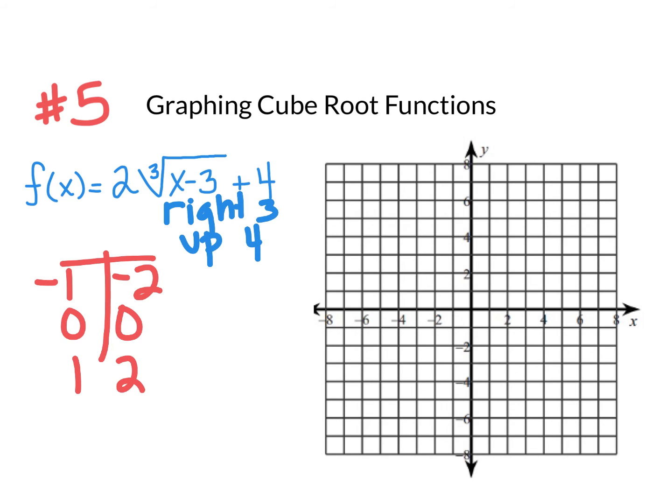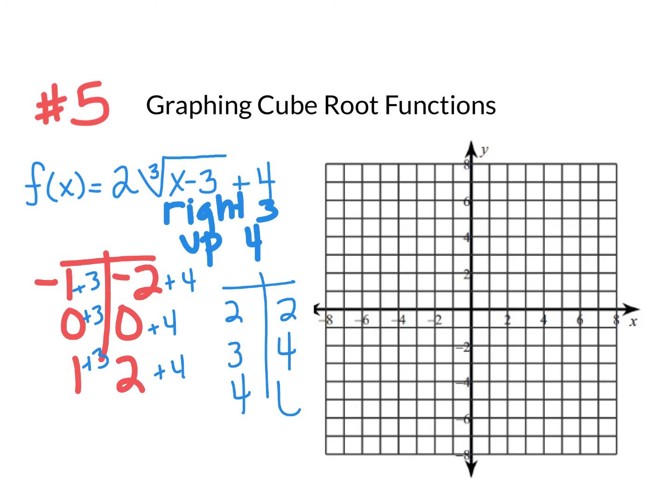So if I go right 3, that means I will add 3 on to each of my x values. And if I'm going up 4, that means I'm adding 4 on to each of the y values. So let's check out what these new ordered pairs would be. My x's would go to 2, 3, and 4. My y's would be add 4 to each of those, and I'd get 2, 4, and 6. So let's graph those: (2, 2), (3, 4), and (4, 6).